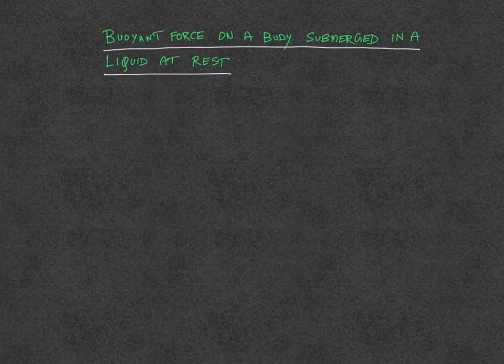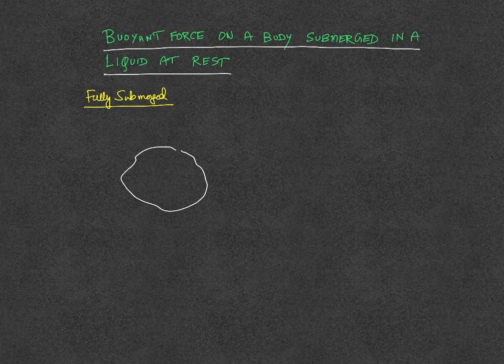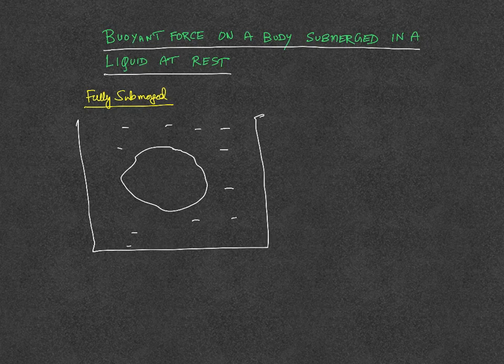Okay, so we will calculate buoyant force on a body submerged in a liquid at rest. First case, we will consider a fully submerged body. This is a body of arbitrary shape which is fully submerged inside a liquid at rest. It may sink or whatever may happen, but it's fully submerged at this point of time.